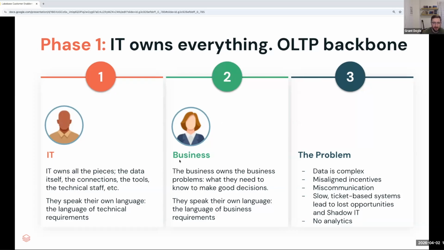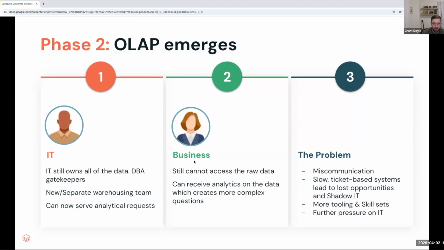So IT felt like they couldn't serve the business in the best way possible, and the business was frustrated with IT because they couldn't get the answers to the questions that they needed. To solve this, we see a big emergence of OLAP systems. So those columnar data stores, those data warehouses, this is where things like Kimball's data model, dimensional modeling really started to get proliferated throughout all the enterprises. This typically happened in like the mid to late 2000s.